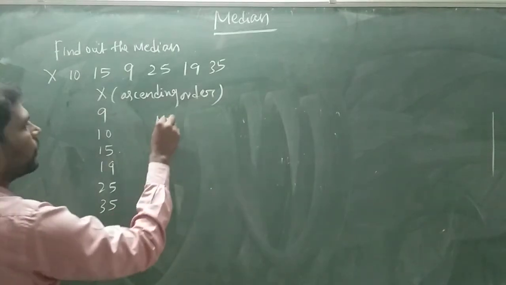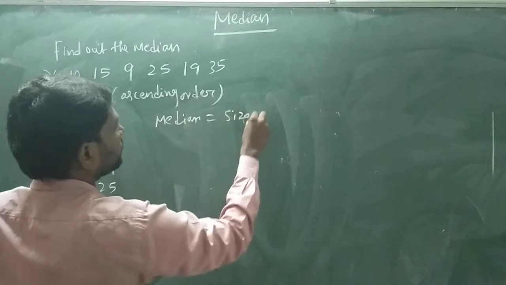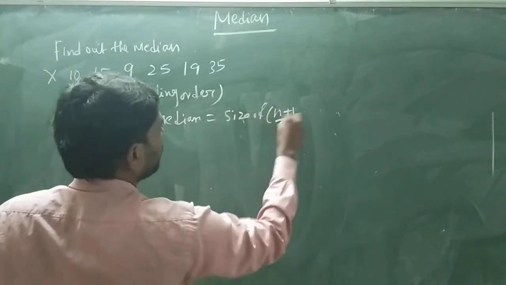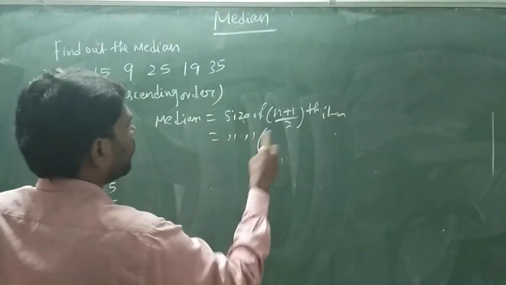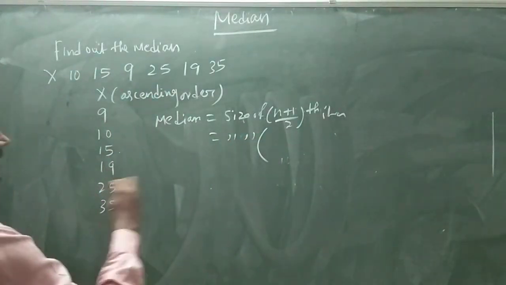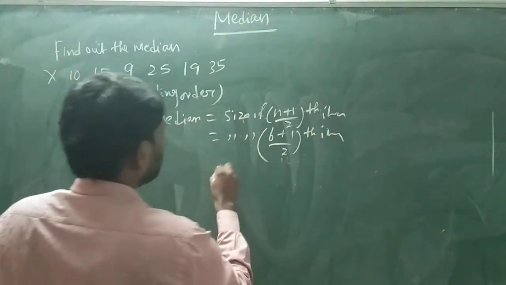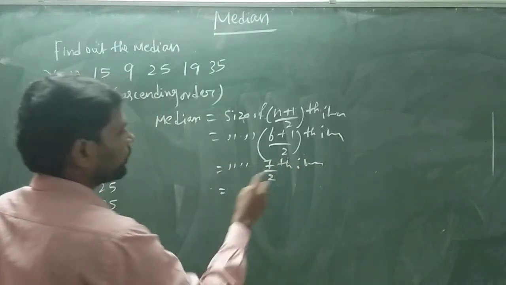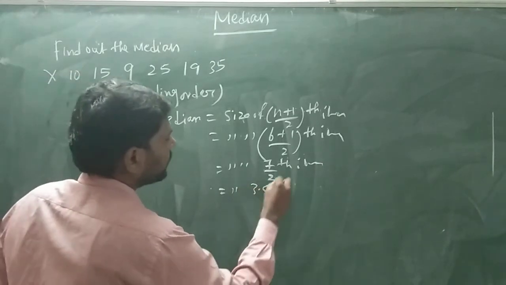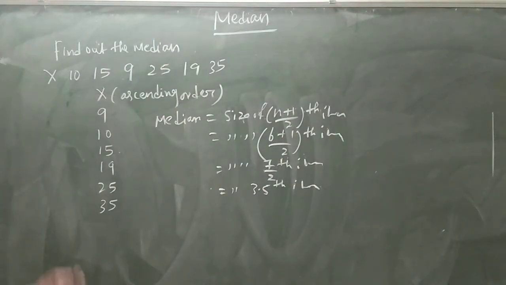Same thing, median equal to size of (n plus 1) by 2th item. Now the n value is 1, 2, 3, 4, 5, 6. So size of (6 plus 1), which is 7, by 2th item. 7 by 2 is the 3.5th item, which is between 3 and 4.